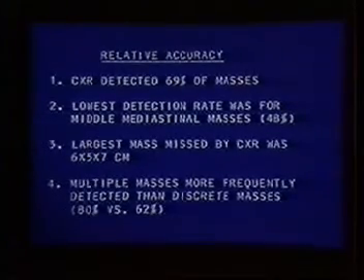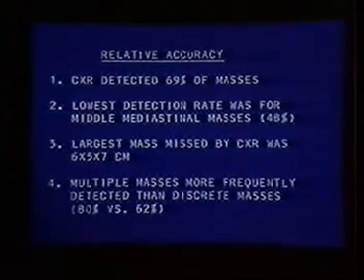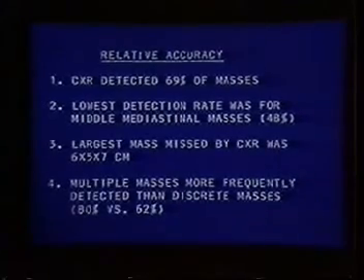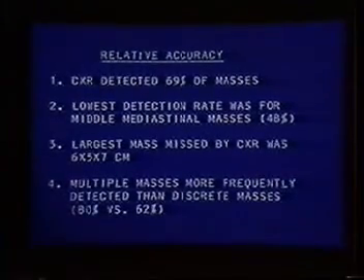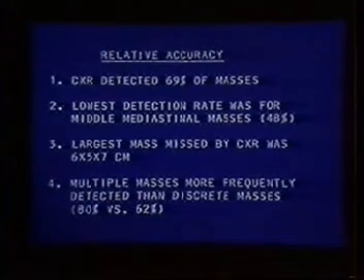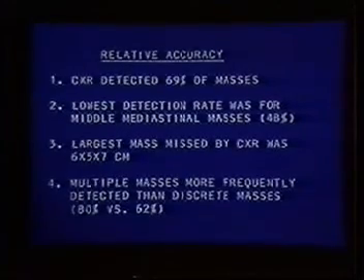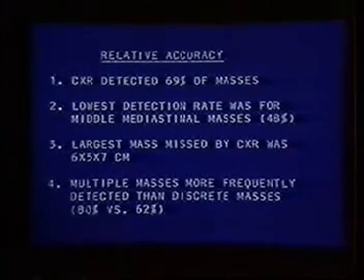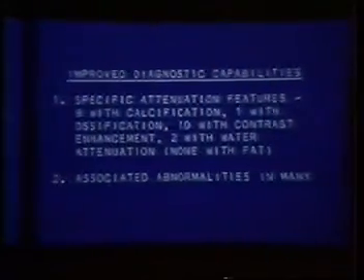Sometimes we saw one big bulge, and yet at CT it was clear that there were 2 or 3 or 4 masses there, but about 80% of the ones that were multiple were detected. Now, as far as looking at how CT improved the specific diagnosis, well, first of all, the specific attenuation features we talked about, calcification, ossification, contrast enhancement, water attenuation, and so on, turned out to be relatively uncommon in this series of patients.